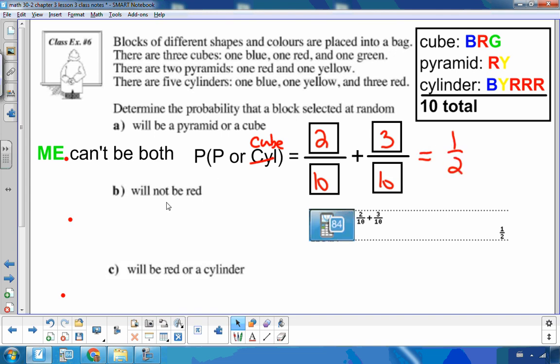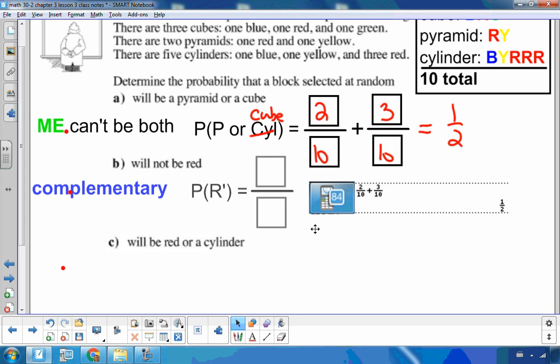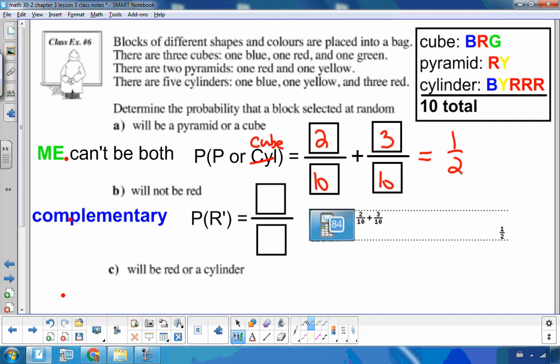Okay, next one is the probability that it will not be red. So complementary event, it'll not be red. So let's take out all the reds and count how many are left. So I don't want reds. So I take out all of the reds and I'm left with 1, 2, 3, 4, 5. So 5 out of 10, or 1/2 of the shapes are not red.